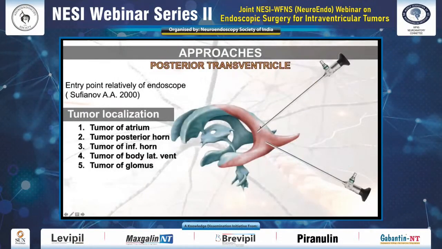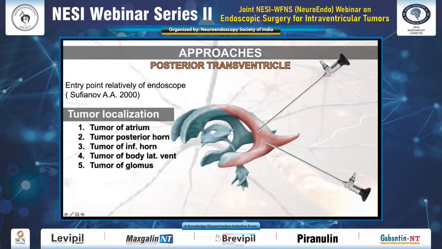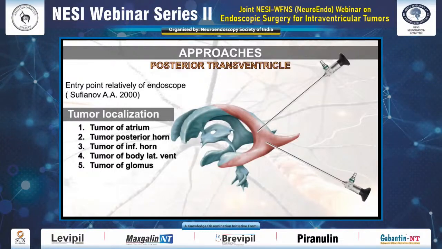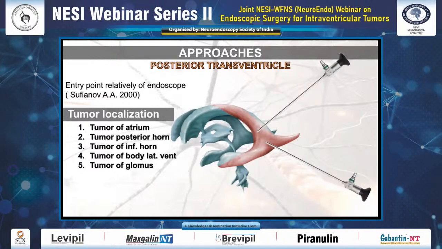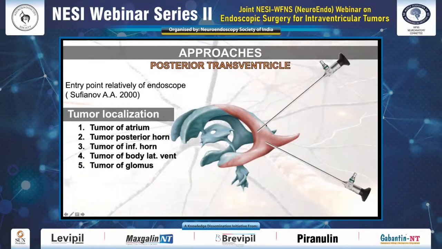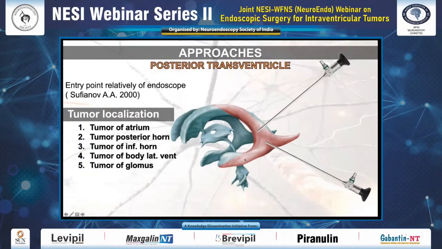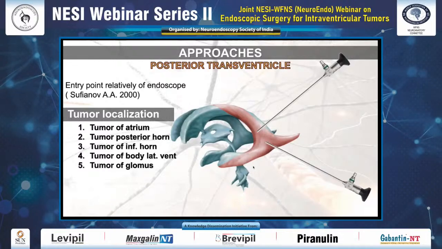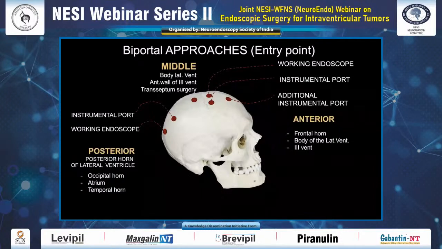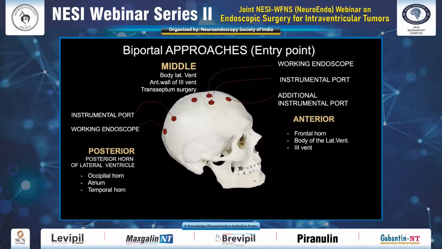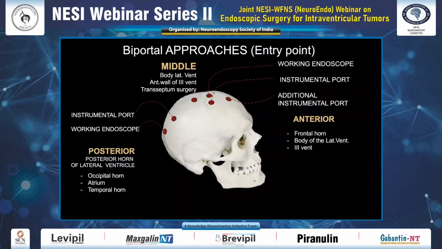Another is the posterior transventricular approach. You see, for tumors, the main localization is the atrium. You see like this. Also the posterior horn is possible, the body of the lateral ventricle, glomus, and the inferior horn also is possible. So these are the main three approaches for practically all parts of the ventricular system of the brain.